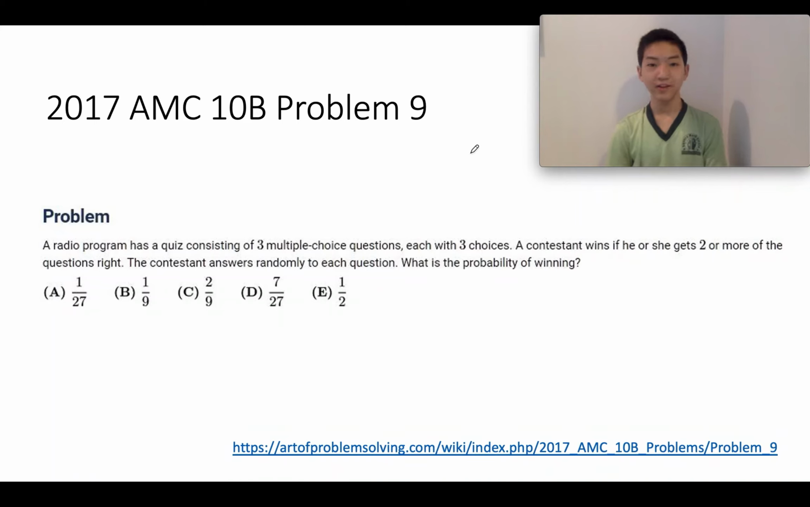So finally, I'll be going over problem 9 of the 2017 AMC 10B. This problem reads, a radio program has a quiz consisting of 3 multiple choice questions, each with 3 choices. A contestant wins if he or she gets 2 or more of the questions right. The contestant answers randomly to each question. What is the probability of winning?